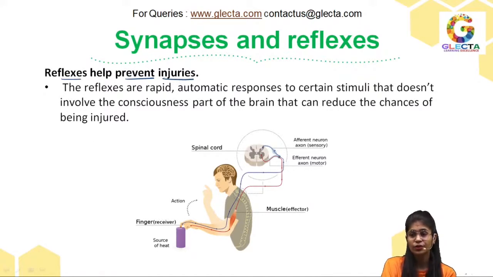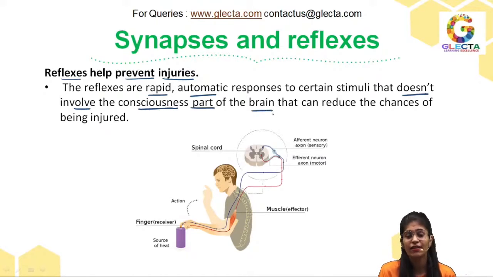Like I said, sometimes you realize that you touched something hot right after you retrieved your hand back. So your brain is working so fast that it can actually save your body or your system from getting injured or burned. These reflexes are rapid and automatic, and they do not involve the conscious part of the brain, which is exactly why the conscious part understands it a little later: oh, I have been saved from the burn. And that can reduce the chances of being injured.